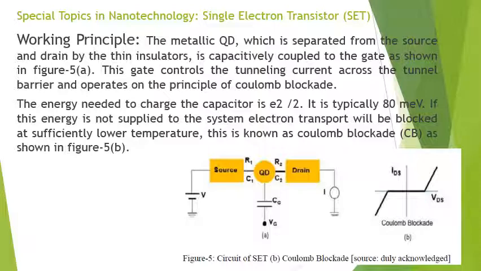And it is clear that the source and the drain are separated by a thin insulator with the help of the quantum dot, and that's why the electron tunneling is from source to drain, source to quantum dot, and quantum dot to drain, right? And that will control the tunneling electron across the tunnel barrier, and that's why, to control the charge on the capacitor here, the voltage V is used. So here battery V is used to give the supply to the transistor, right?